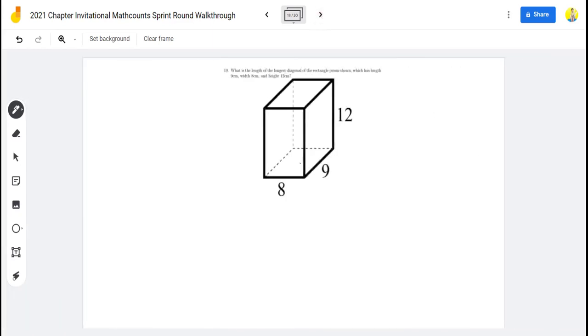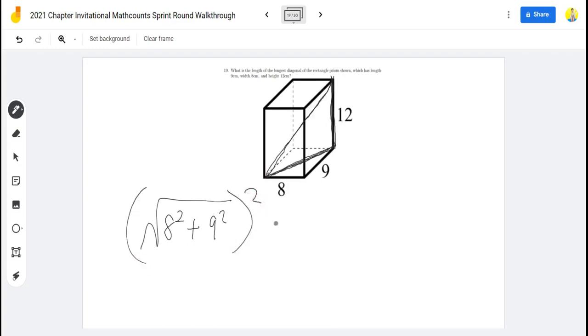What is the length of the longest diagonal of the rectangular prism shown, which has length 9 centimeters, width 8 centimeters, and height 12 centimeters? So we need to first find this length, and by the Pythagorean theorem, this length is just the square root of 8 squared plus 9 squared. And we need to find this length from this length and this length. By the Pythagorean theorem, this length squared plus this length squared equals this length squared. So the square root of (the square root of 8 squared plus 9 squared) all squared, plus 12 squared, is equal to our value that we want.